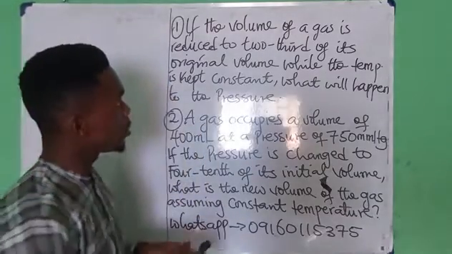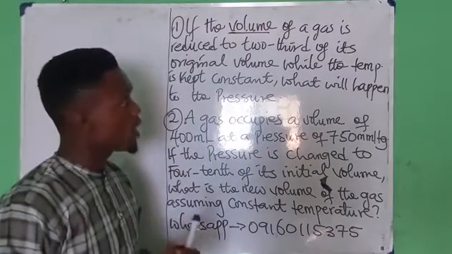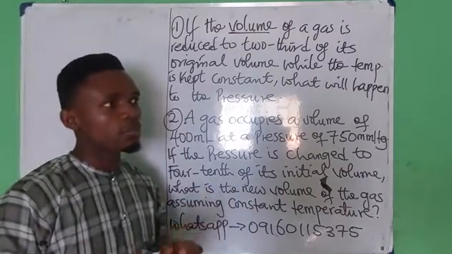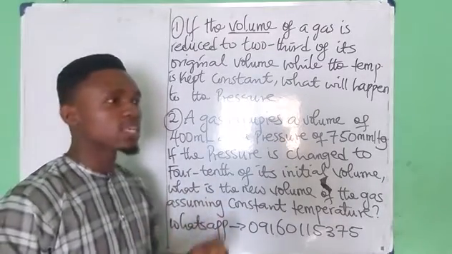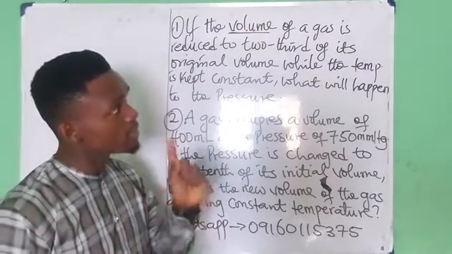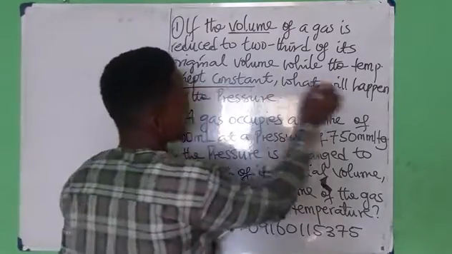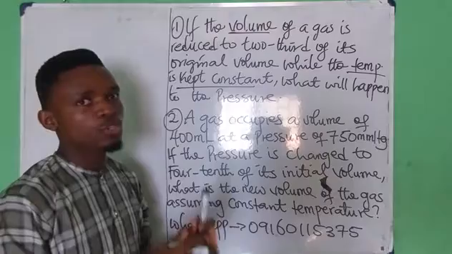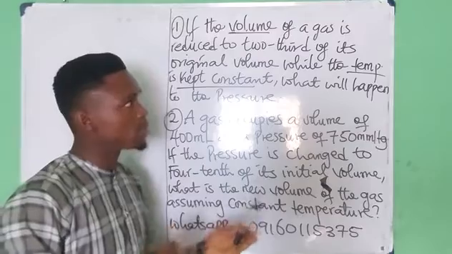If the volume of a gas is reduced to two-thirds of its original volume, while the temperature is kept constant. So which of the gas laws is the temperature kept constant? That is what? Boyle's law. Boyle's law states that the volume of a given mass of a gas is what? Inversely proportional to its what? Pressure, right? Provided that the temperature is kept constant. So which means that in Boyle's law, it is the temperature that is kept constant. If the volume has an inverse relationship with pressure, what does that tell you? It means that as the volume reduces, the pressure what? Increases.